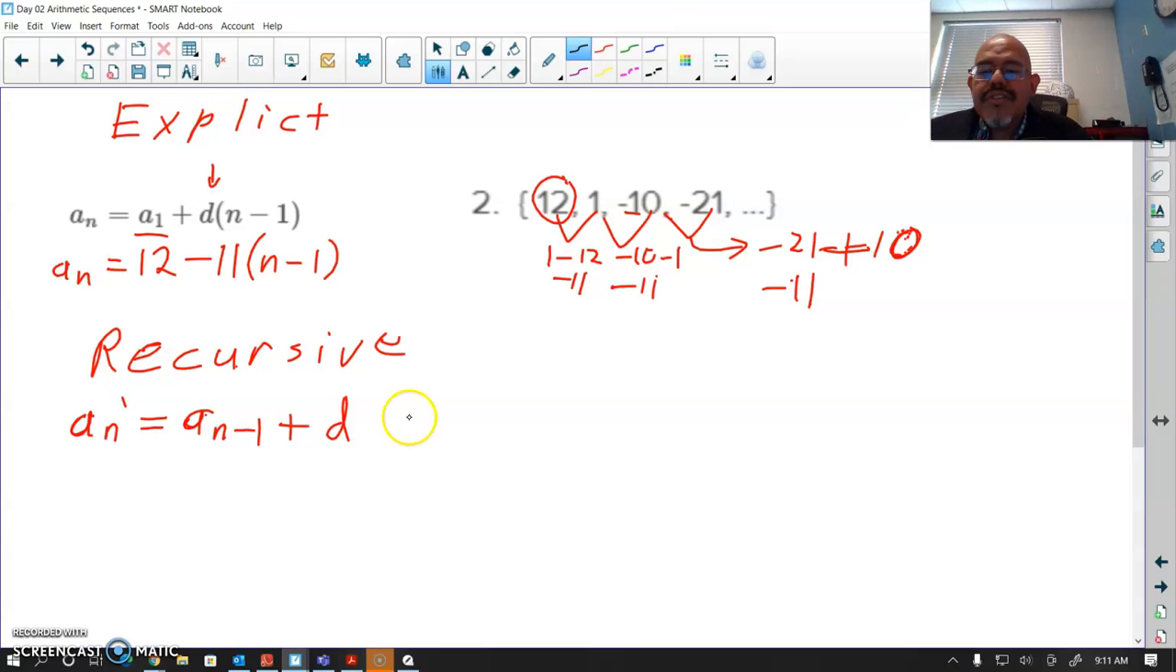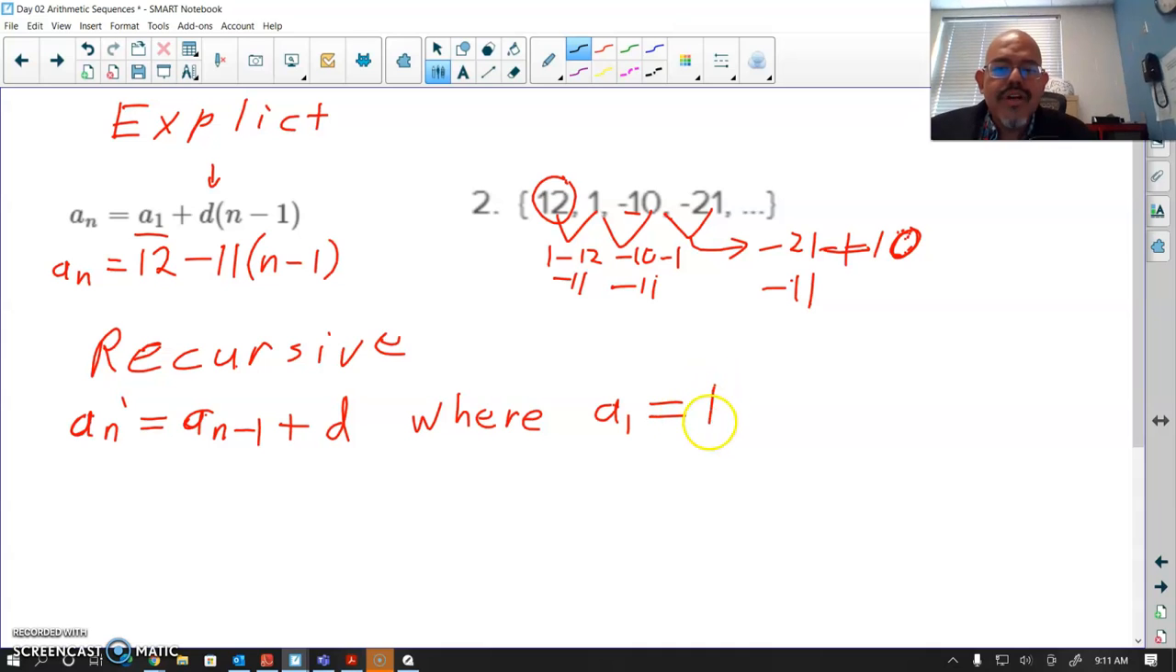Oh, and we have to state a few things. We have to state where we started: a sub 1 is equal to 12. So that's what we have to do here for a true recursive sequence. The other one is explicit. This is recursive. And that's all you're supposed to do for that.